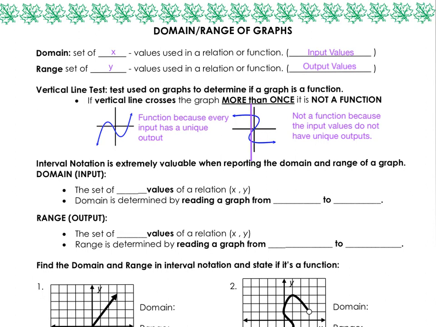Interval notation is extremely valuable when we report the domain and range of a graph. The domain, again, your inputs, is the set of x values of a relation, x comma y, and the domain is determined by reading a graph from left to right. The range, your output values, is the set of y values of a relation, and the range is determined by reading a graph from the bottom to the top.